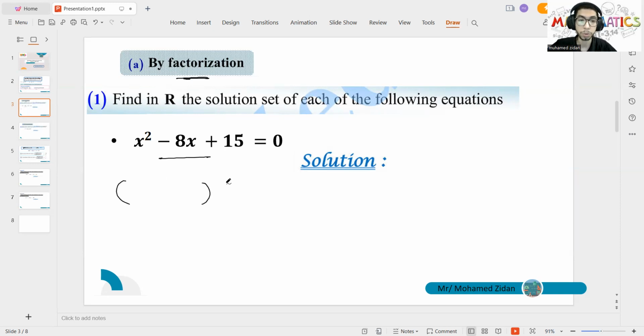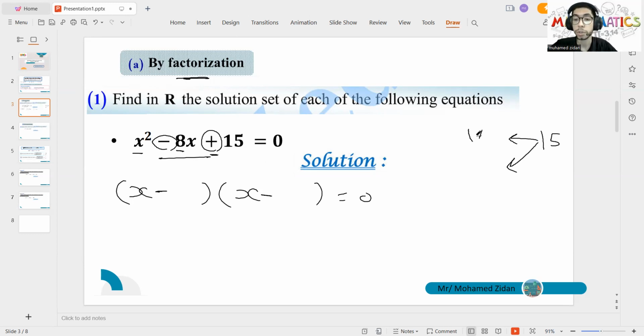At first, open two brackets equals 0. X squared means x and x. The sign will be positive, then the two brackets will take the sign of the middle, negative and negative. For 15, I need two numbers whose product equals 15 and whose sum equals 8. I have 1 times 15 and 3 times 5. Which one of them? 3 plus 5 equals 8. Excellent.